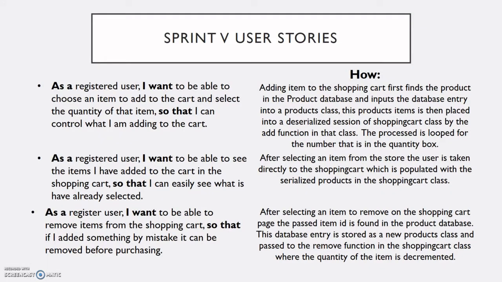User story number 3: As a registered user, I want to be able to remove items from the shopping cart so that if I added something by mistake, I can remove it before purchasing. How we're doing this is, after selecting an item to be removed from the shopping cart page, the passed item ID is found in the product database. This database entry is stored as a new products class and passed to the remove function in the shopping cart class, where the quantity of the item is decremented.